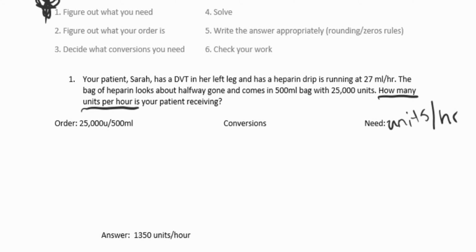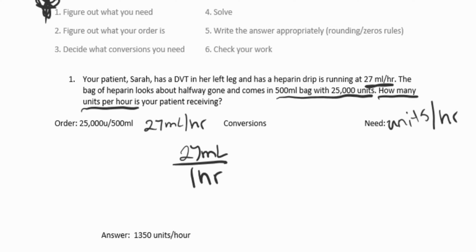Now what we need to find out is our order. Our order is a 500 ml bag with 25,000 units. It's running at 27 milliliters per hour. So we are going to set up our conversions. We need to get from 27 mils per hour with a 500 ml bag with 25,000 units to units per hour. So we're going to start with our 27 milliliters over 1 hour.